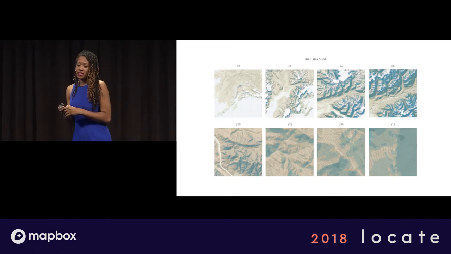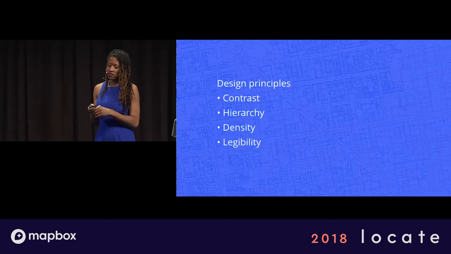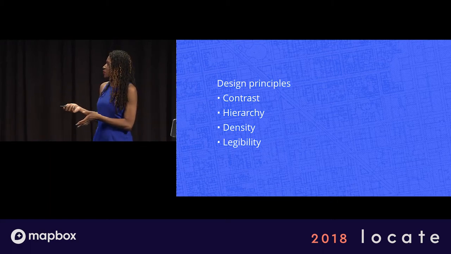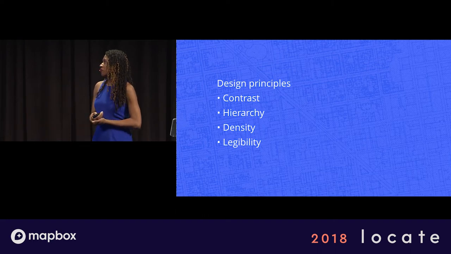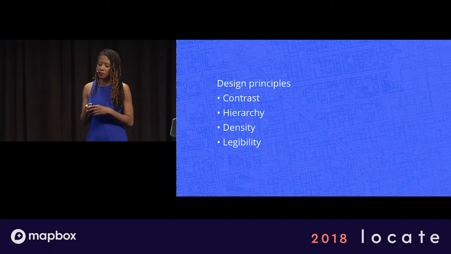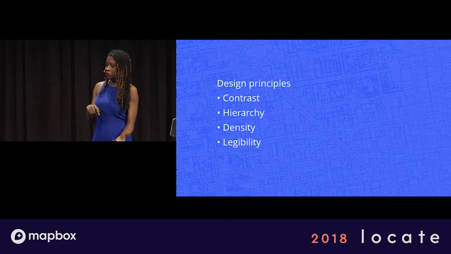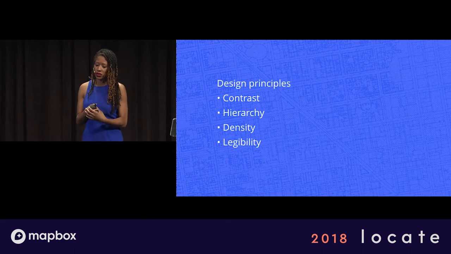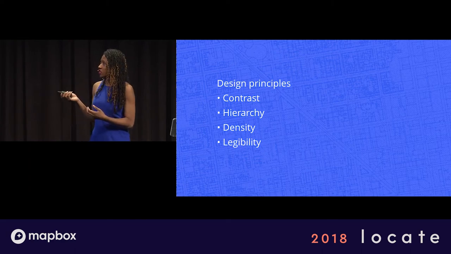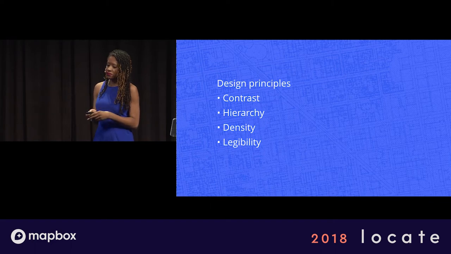Okay, so design principles. This is how you're going to add polish to your style. This is what you're going to do to adhere to all of these elements and make sure the viewer is able to understand the importance of these things. And being able to create this system, as we talked about before, with the design elements, you want to use these principles to pull it all together and make sure that it's cohesive. So we're going to be looking at contrast, hierarchy, density, and legibility.